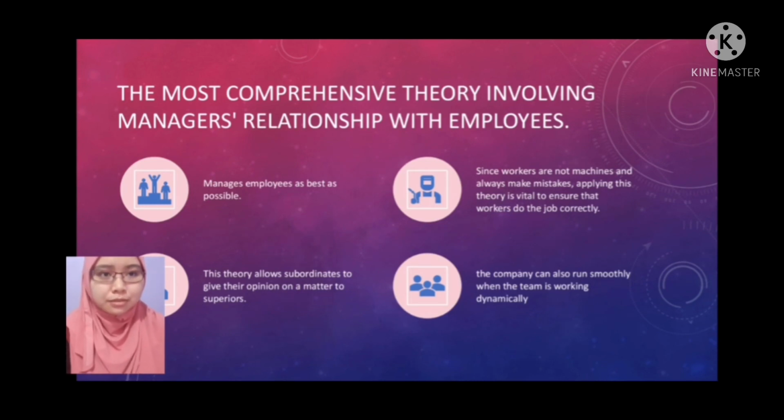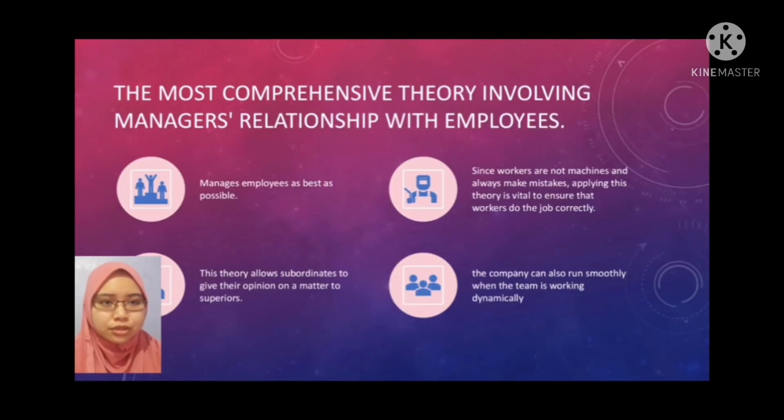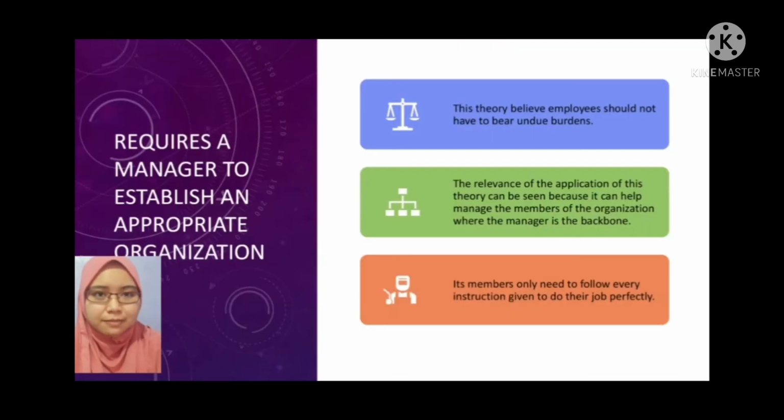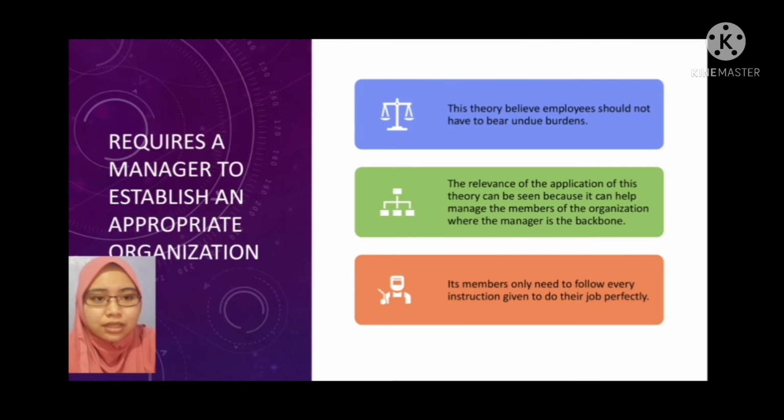And since workers are not machines, they always make mistakes. Applying this theory will ensure that workers do their jobs correctly. The company can also run smoothly when the team is working dynamically. The second is that the theory requires a manager to establish an appropriate organization. This theory believes employees should not have to bear undue burden. Its members only need to follow every instruction given to do their job perfectly.